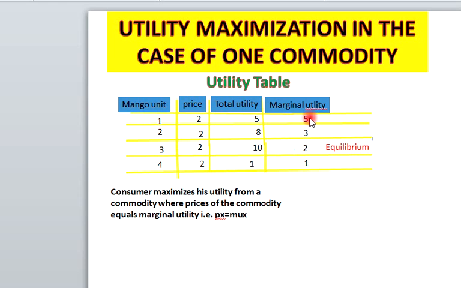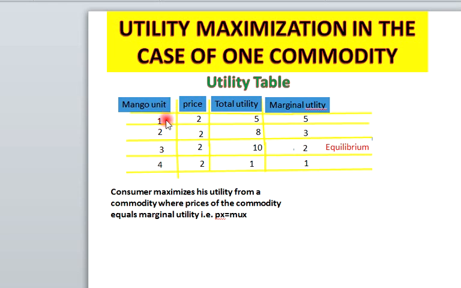Traditionally, it is believed that the initial consumption always gives higher marginal utility. That is, the marginal utility at the initial stage is always greater than the price of the commodity. Look at it now. At the initial stage here, marginal utility is 5 and the price is $2. You can see it shows that the marginal utility is greater than the price.